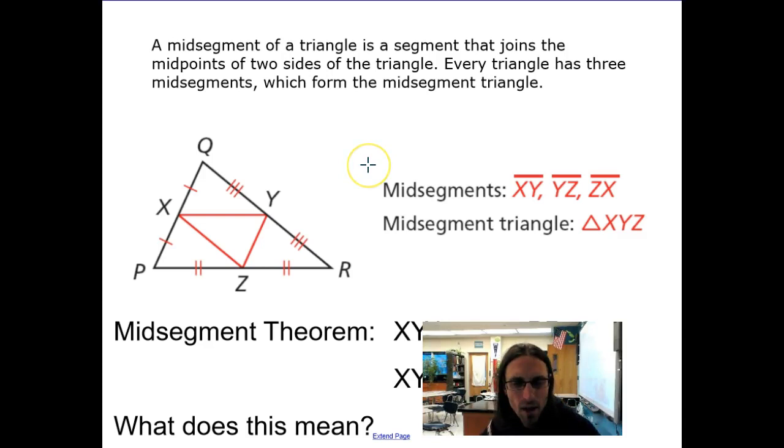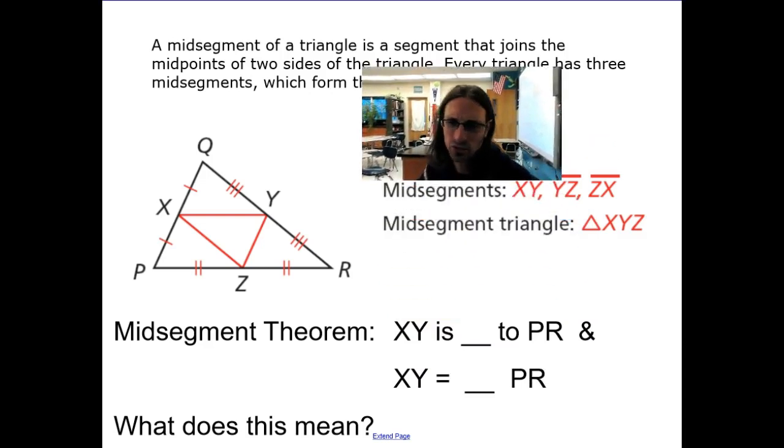Cool. Well, here's what's interesting. Midsegments are XY, YZ, and VX. The midsegment triangle is triangle XYZ, that little one there. Well, okay, that's kind of cool. Sort of, whatever, what's the big deal? Well, actually, there is something very cool that goes on here.